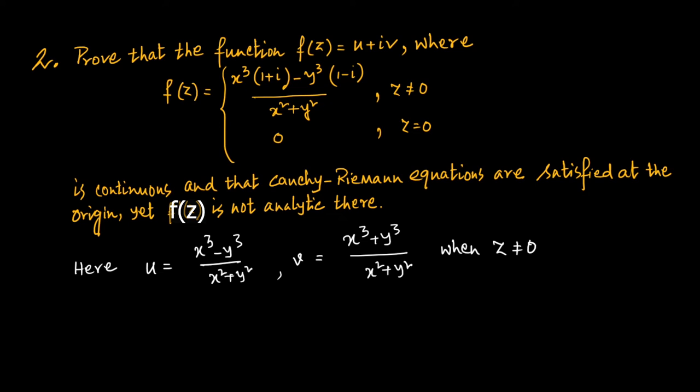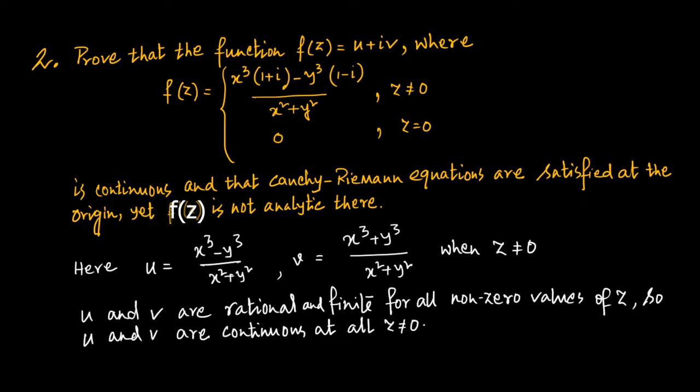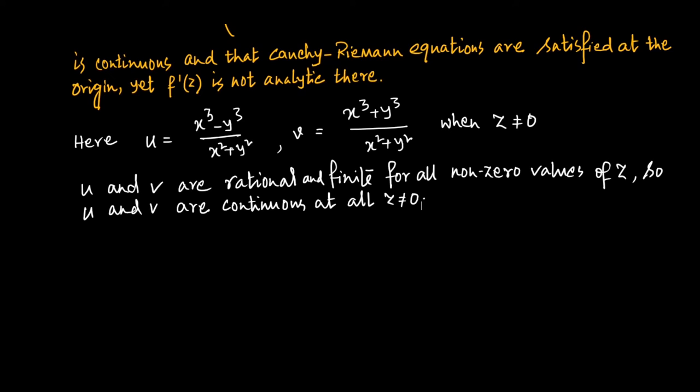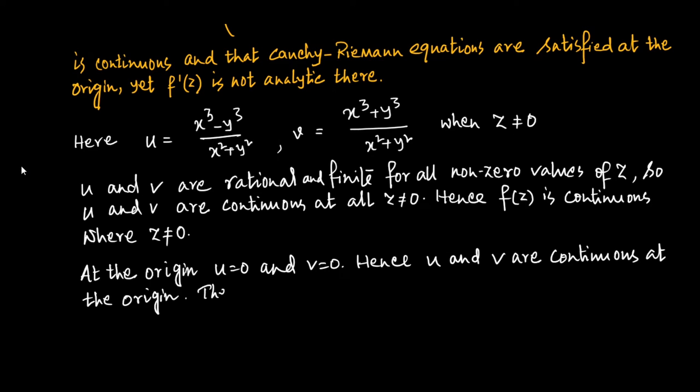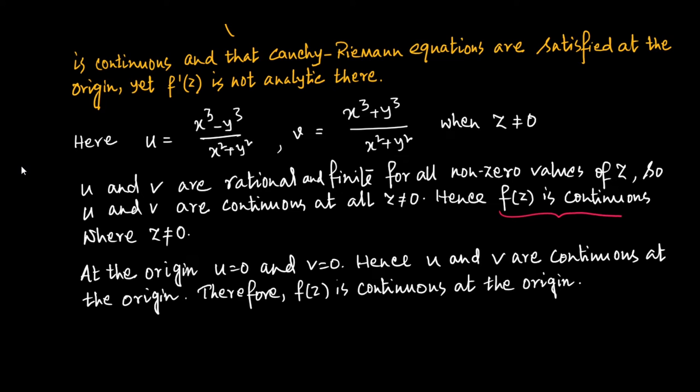So here we see that both u and v are rational and finite for all values of z not equal to 0. So u and v are continuous at all z not equal to 0. Hence f(z) is continuous where z is not equal to 0. Now at the origin, both u and v are 0. Hence, u and v are continuous at the origin. Therefore f(z) is continuous at the origin also, that is z equals 0 also. So we can say f(z) is continuous.